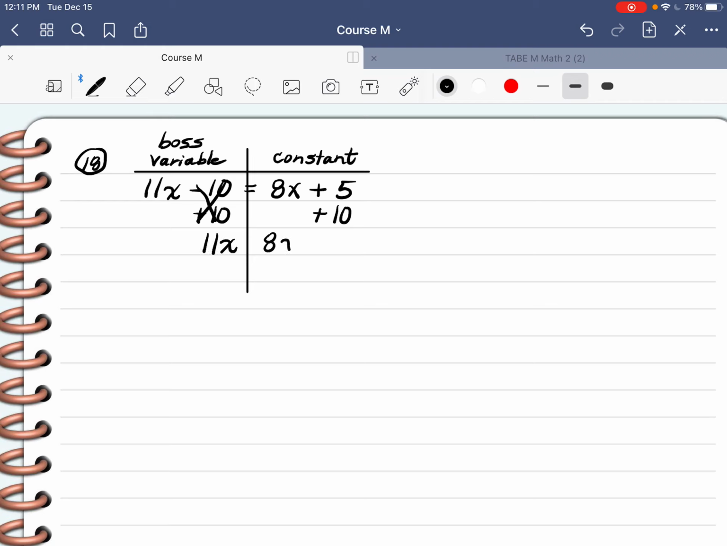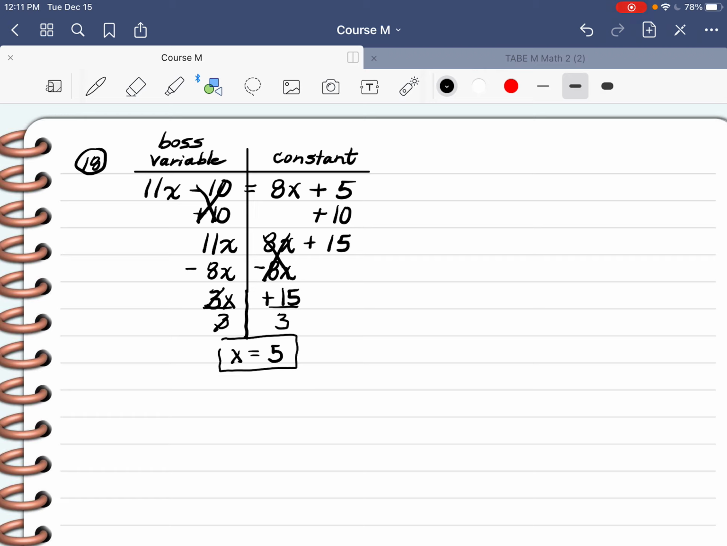Copy. Then move the 8x over to the variable side. Copy. Don't forget to cancel and then copy. And then divide by the coefficient 3. Cancel and copy. And you're done. It's already standardized. Number 18, x is 5.